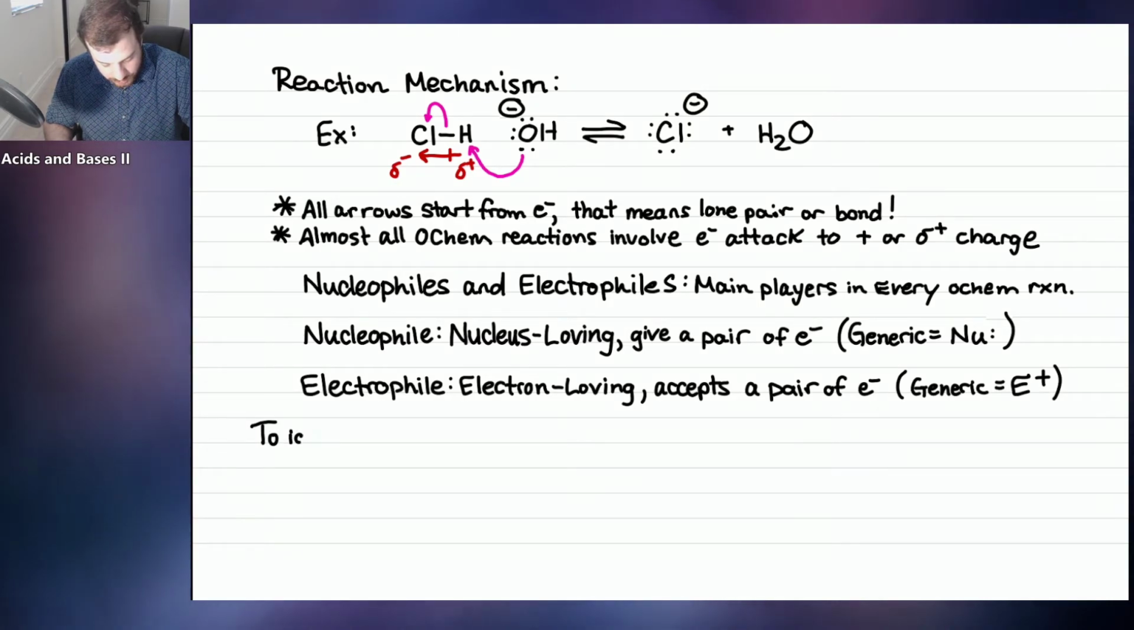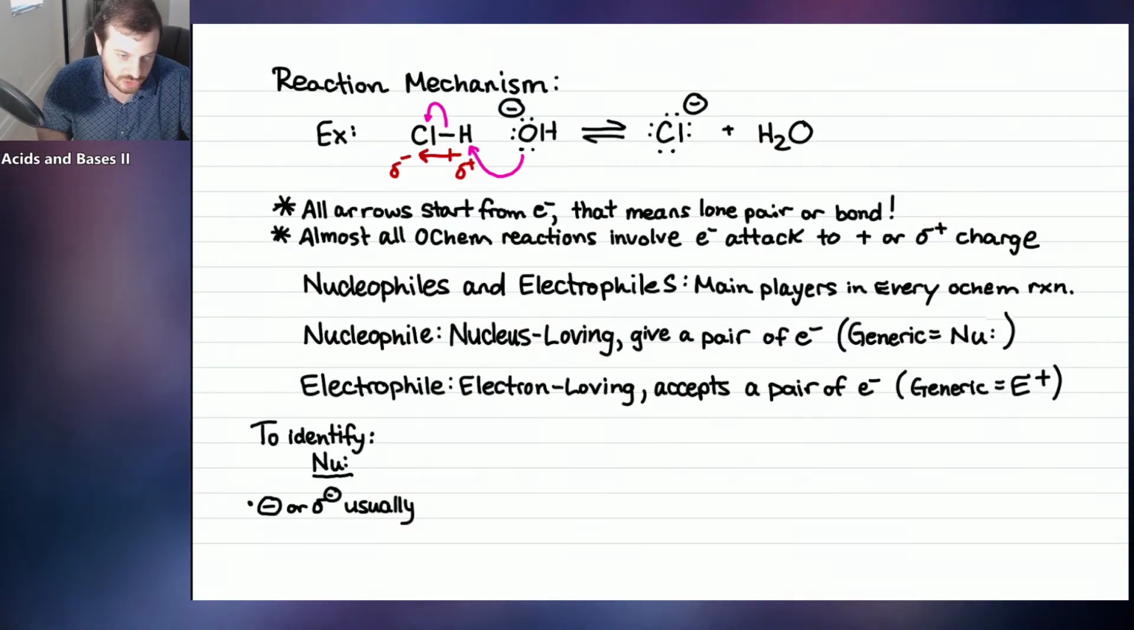That's going to be our next goal. Because if you want to figure out what happens in an organic reaction, you need to be able to figure out who is your nucleophile and who is your electrophile. That will allow you to draw a mechanism, and once you draw the mechanism, you can figure out the products. So to figure out the nucleophile, you want to look for a few clues. The nucleophile is either negatively charged or partially negatively charged, usually. There's a few exceptions, but you want to look for that negative or partial negative charge. The nucleophile usually has one lone pair minimum.